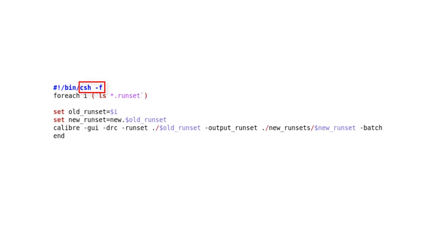In this example, we will write a C# script where for each file with the extension runset, we will set a variable called oldRunset containing the file name, and also a variable called newRunset containing that same file name except with a new prefix. For each file, we send that through a Calibre batch command, Calibre GUI-DRC-runset, the oldRunset file name. In this case, we're using the oldRunset variable. -output_runset. In this case, I am storing the new runsets into a separate directory called new_runsets. And the output name is the variable new_runset. -batch.